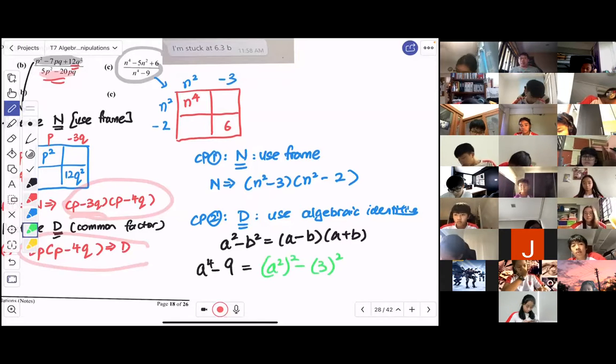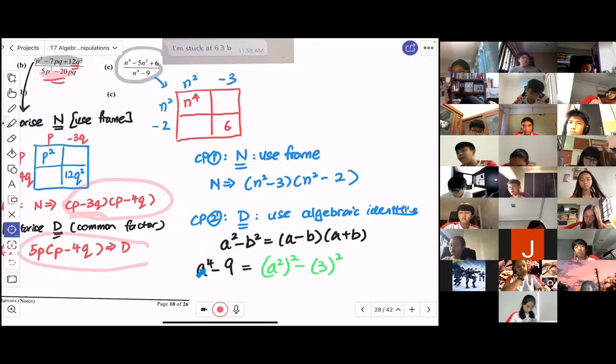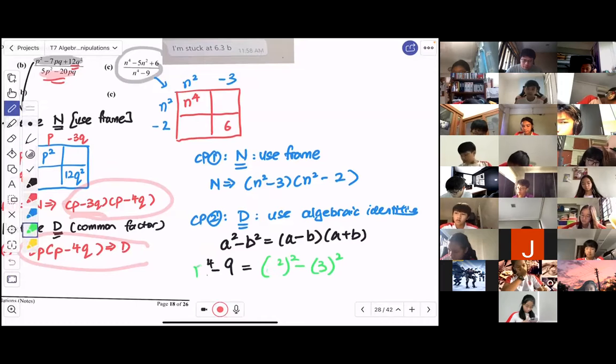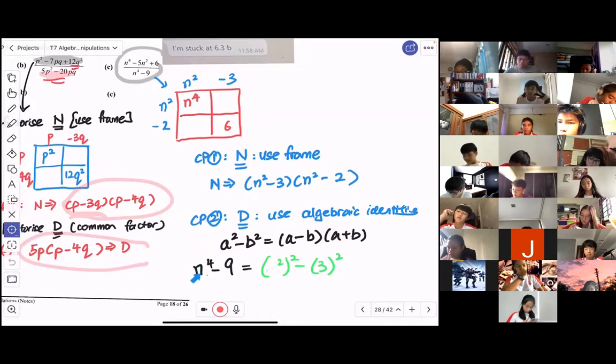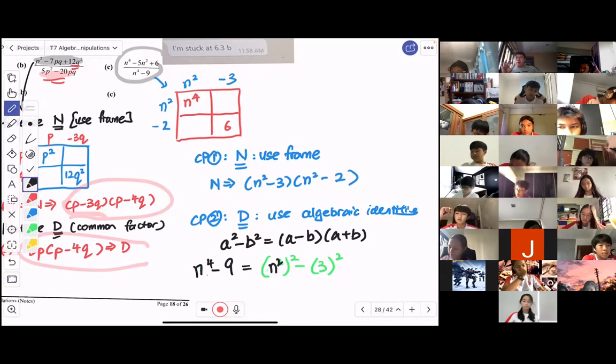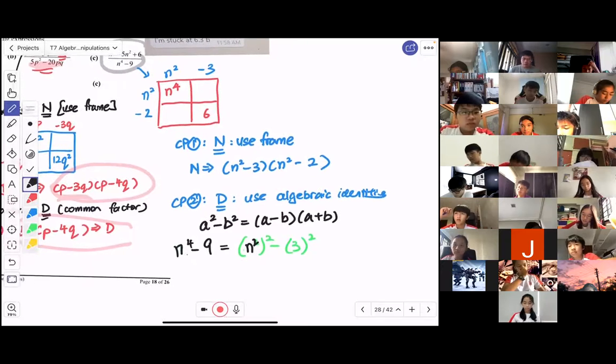Okay, can I say this? If I look at the denominator, power 4, sorry, it should be n. So can I say that n power 4 is the same as n square square? Can I say that it looks something like that? Okay, you don't need to argue, you just nod your head or give me a thumbs up, I understand.